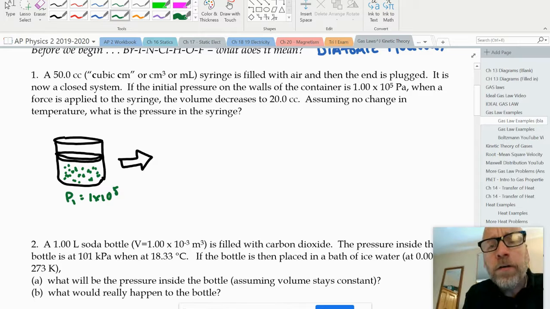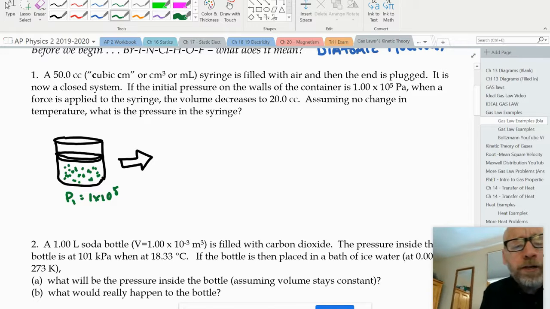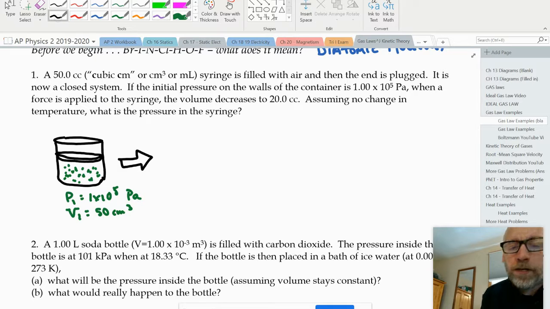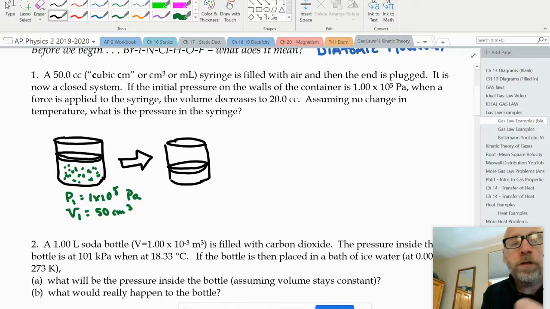Josh, slow down. Slow down. I know you know how to do these. Big deal. They're easy. We're just building. V1 is going to be 50 cc's or 50 centimeters cubed. And then it goes through a thermodynamic process such that the volume becomes less. So how do I draw that? I'm going to draw the piston. And again.